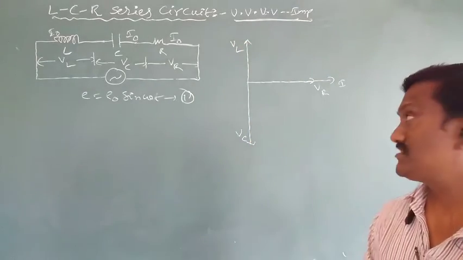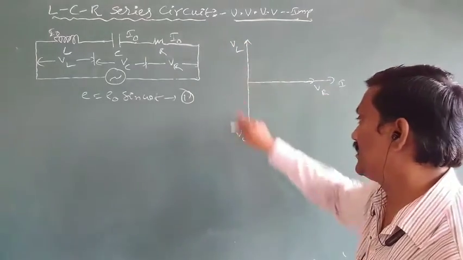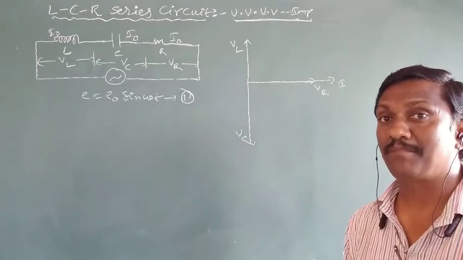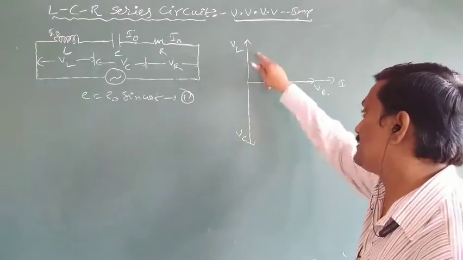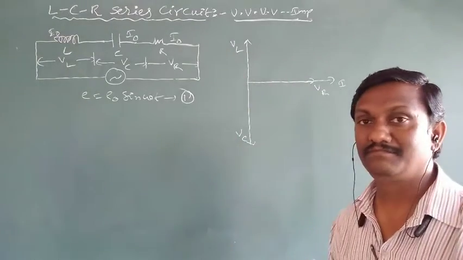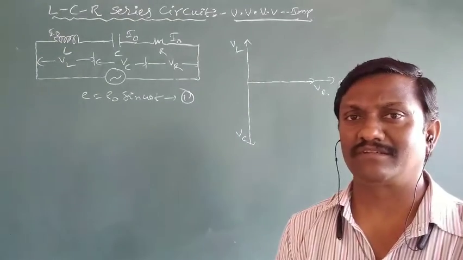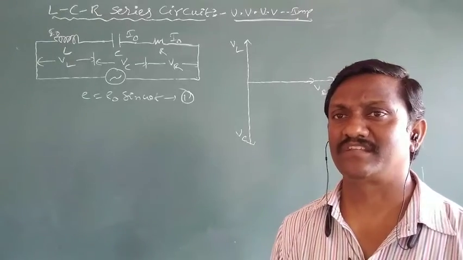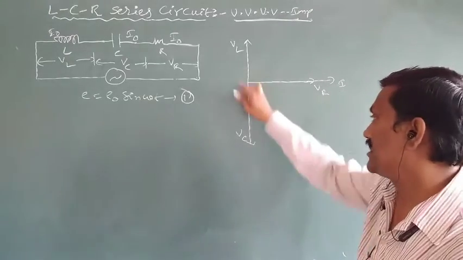So in case of AC sources, different potentials are acting in different directions. So the applied EMF is nothing but the vector sum of all the potentials, because different potentials are acting in different directions. If all potentials were acting in the same direction, it would be VL plus VC plus VR. But here different potentials are acting in different directions.